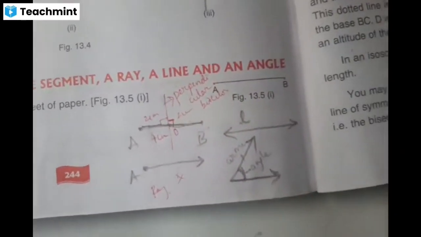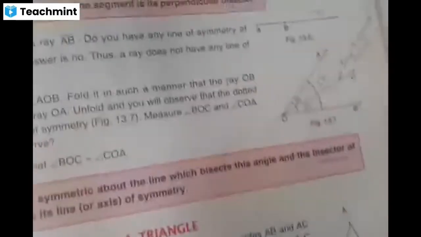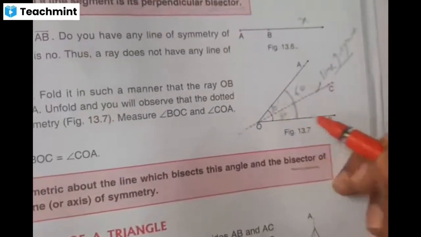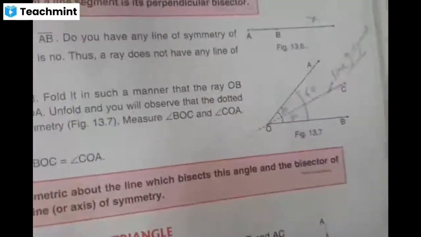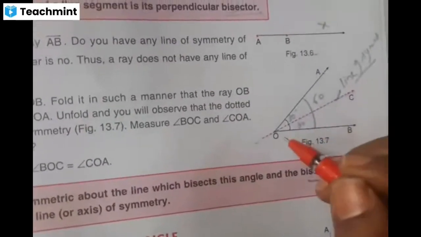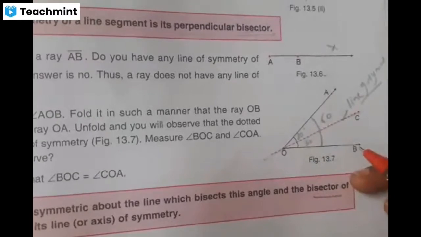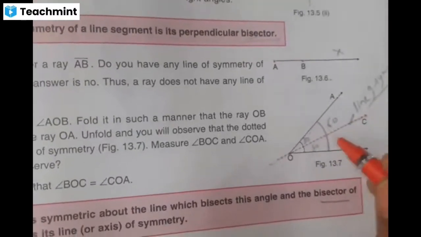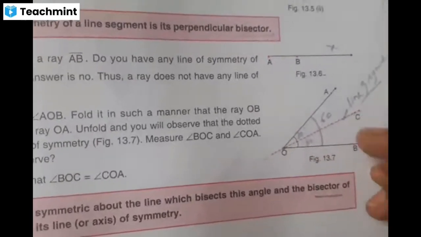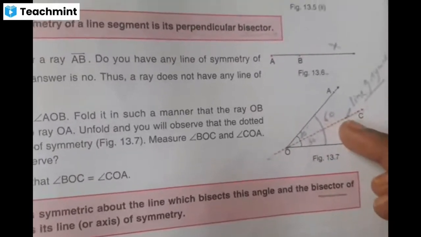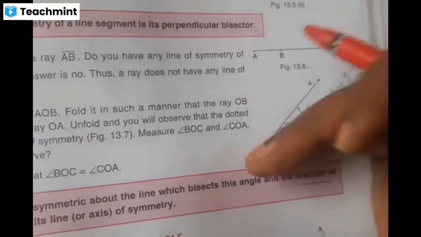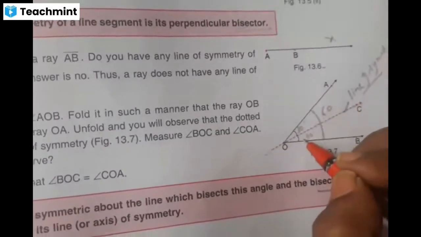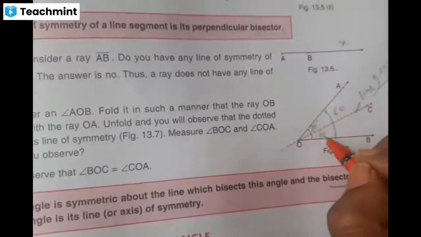In case of an angle, in the last session I was discussing this. If I draw a line of symmetry for a given angle, suppose an angle here makes 60 degree. How do I draw the line of symmetry? Exactly to the half of this angle. So we get two angles, children, that is 30 degree and 30 degree.